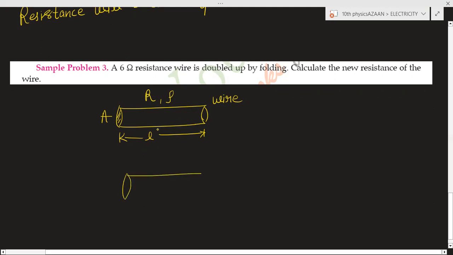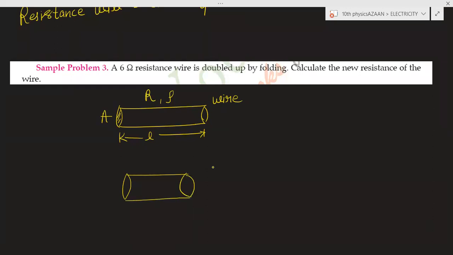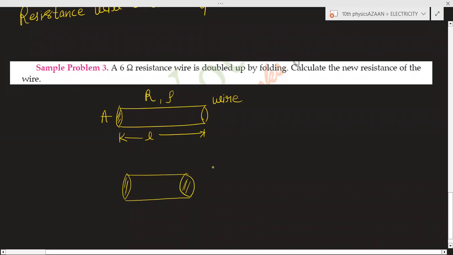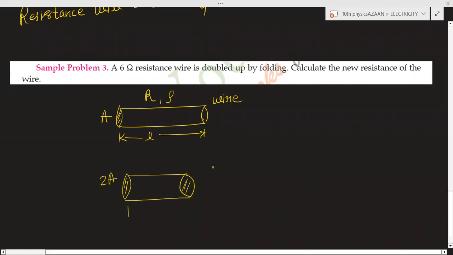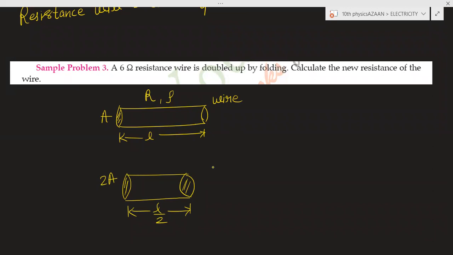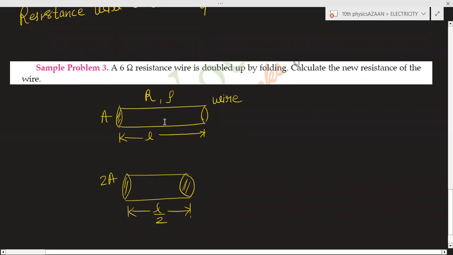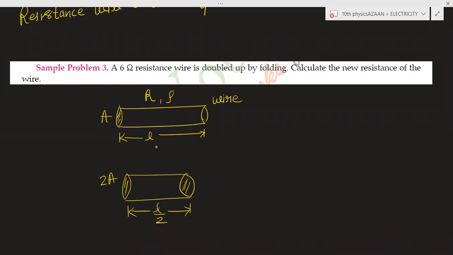The area of the wire will become double. When you fold the wire to double, the area of the wire will become 2 times, 2A, but the length will become half. So you have just cut this wire and doubled it up. So area of cross section will become double, but the length of the wire will become half.